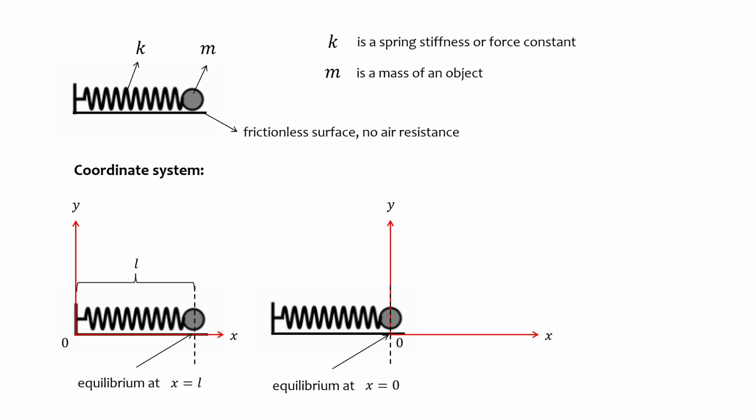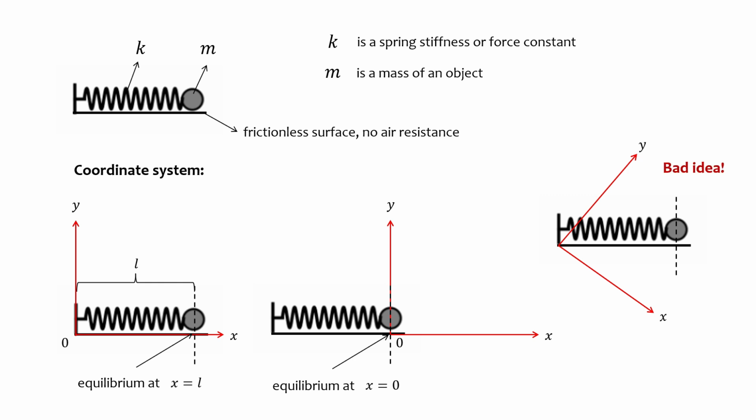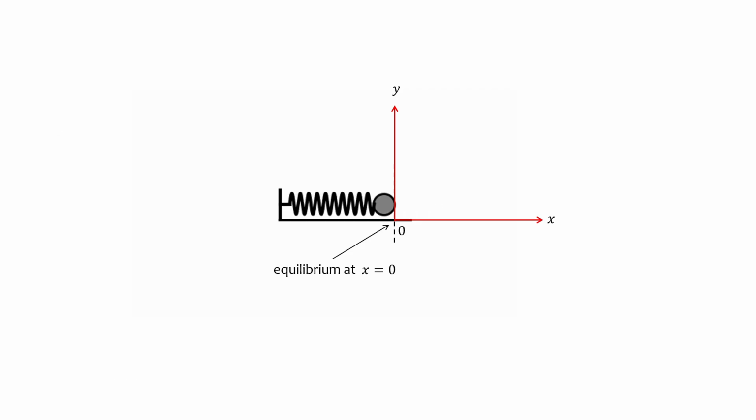For example, we can even choose a coordinate system such as this. It will not change the physics, but the equation of motion and the interpretation of this equation will be much more complicated and ugly, so this is a bad idea. In this video, we will choose the second option, where the origin of the coordinate system is at the equilibrium position. Also, because the motion is only in the x direction, we can just forget about the y direction entirely from now on.